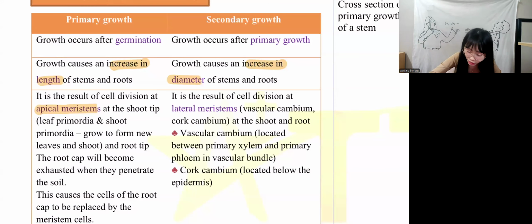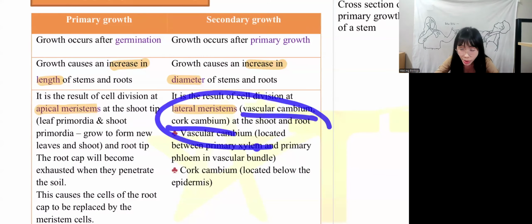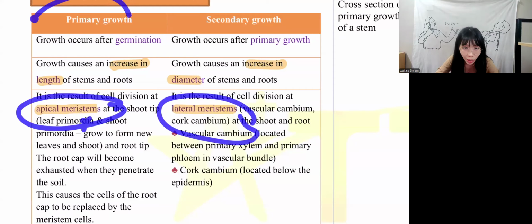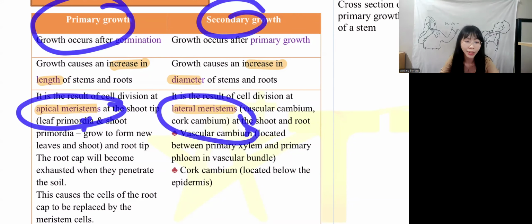Secondary growth involves the lateral meristem. Lateral meristem means they involve the vascular cambium and cork cambium. We will talk about this later. So they involve two different types of tissue: apical for primary, and lateral meristem for secondary.